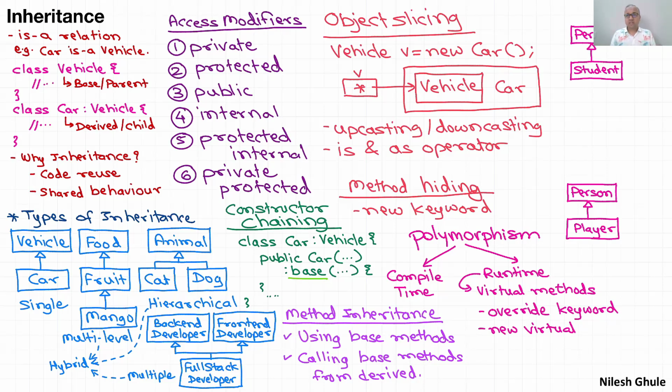We also checked how we can see whether a particular object is of a given type or not. That was using the is operator. And then we can do the downcasting to access the specific features. We also talked about the as operator for doing the downcasting.